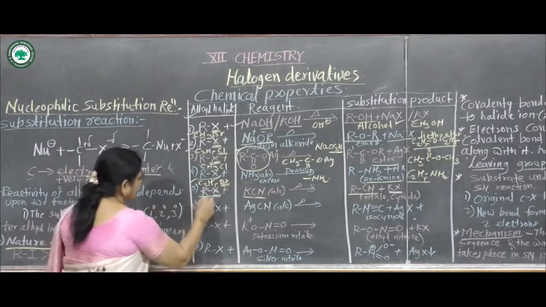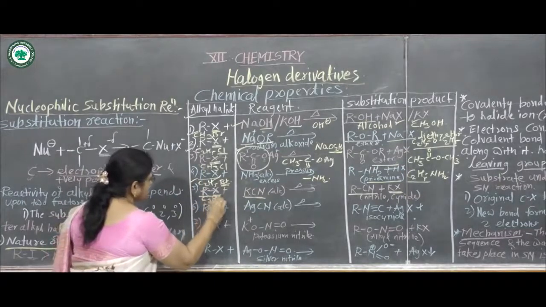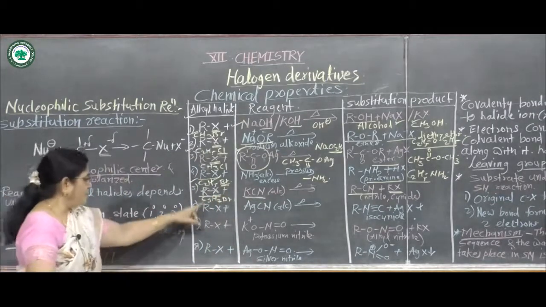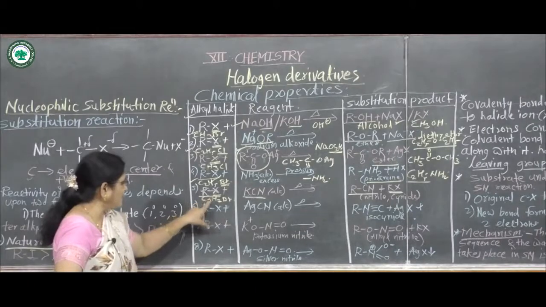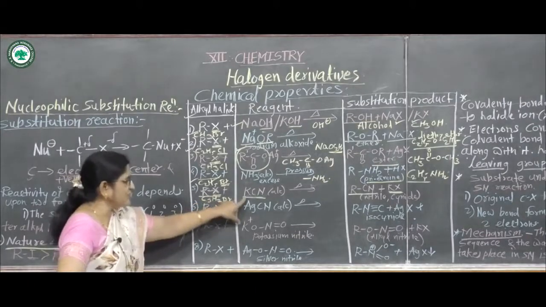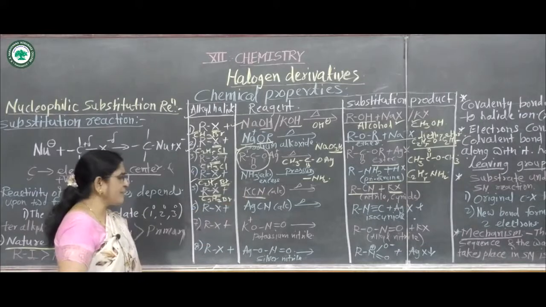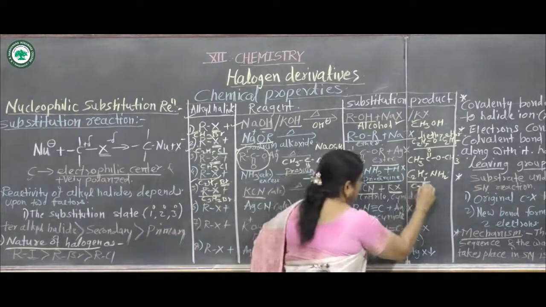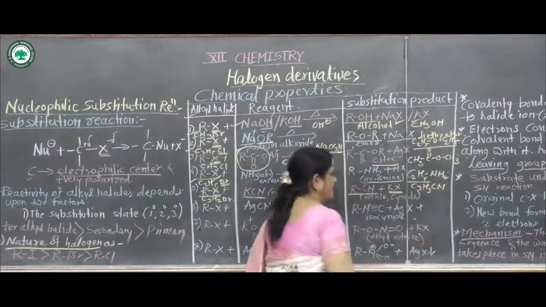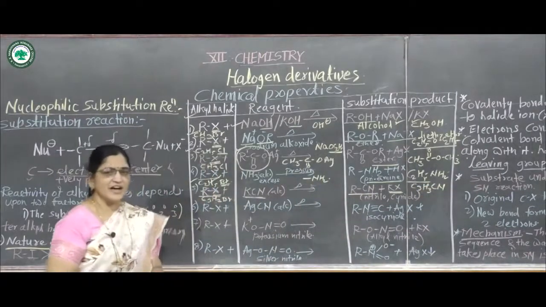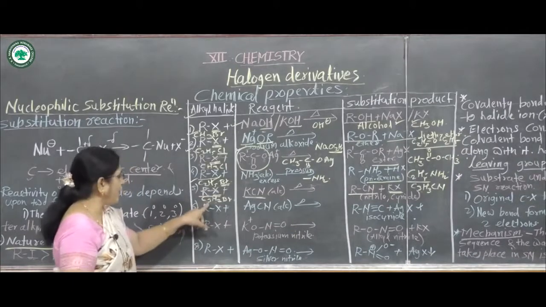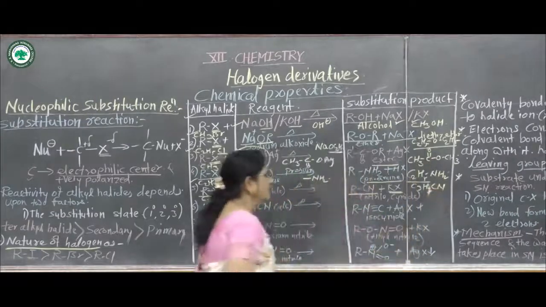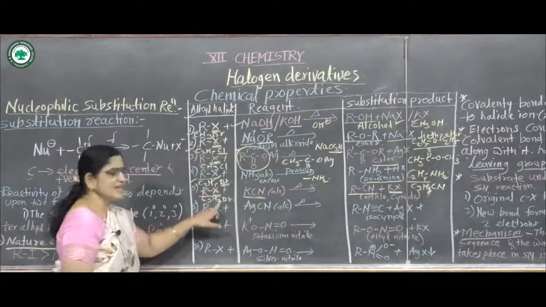Again one example, suppose C3H7Br. The name of this alkyl group is propyl. Propyl bromide. RX means here propyl bromide. If it reacts with potassium cyanide, which product forms here? Again in place of R take here C3H7. C3H7CN. The name of this product is propyl cyanide.